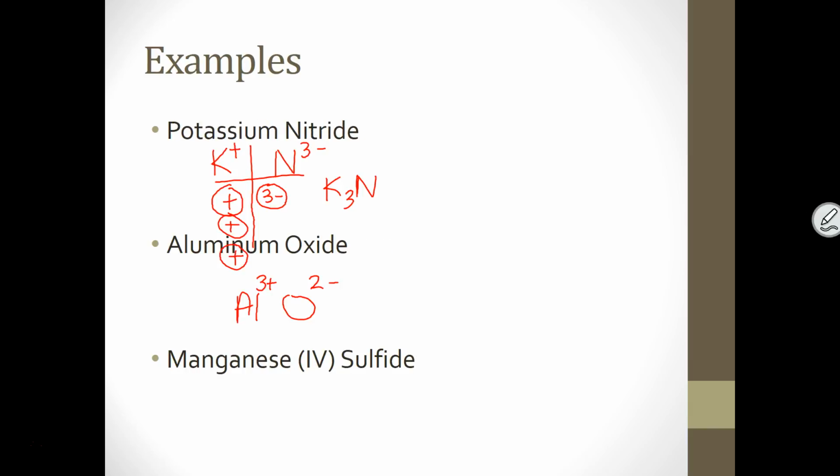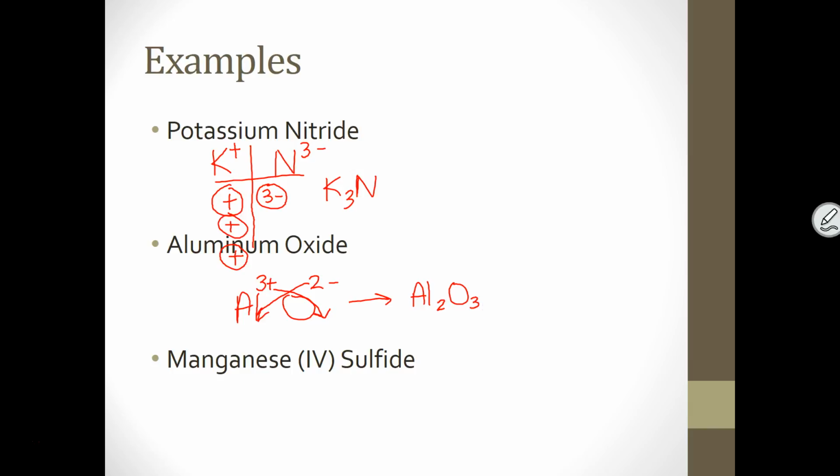So now what the crisscross does is you want to ignore the sign, so don't worry about the positive and negative, just look at the number, also known as the magnitude. And what you're going to do is crisscross those charges down to be the subscripts. So if 3 goes with aluminum as the charge, it's going to be the subscript for oxygen. And if 2 is the superscript or charge for oxygen, that's going to go down and be the subscript for aluminum. And so that is going to get rewritten as Al2O3.